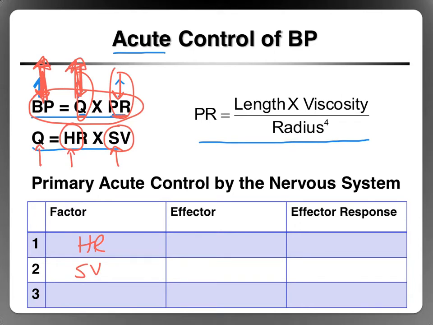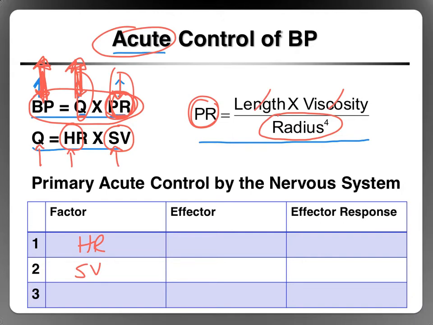The other factor is peripheral resistance. And peripheral resistance is related to three factors: length, viscosity, and radius. But remember that we're talking about acute control. So we're talking about something the body can do in a matter of minutes. And in a matter of minutes, the body cannot change the length of your vessels, and the body cannot change the viscosity of your blood. So on an acute basis, the only way the body can change peripheral resistance is by changing the radius of those vessels.